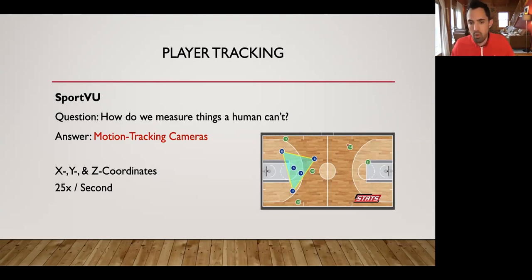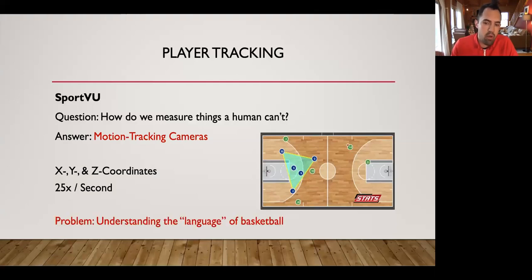So really cool technology with a lot of applications, but it had a problem. And the problem was that it didn't speak the language of basketball. All of these coordinates was a lot of unwieldy data, and it was very tough to understand what to do with it.